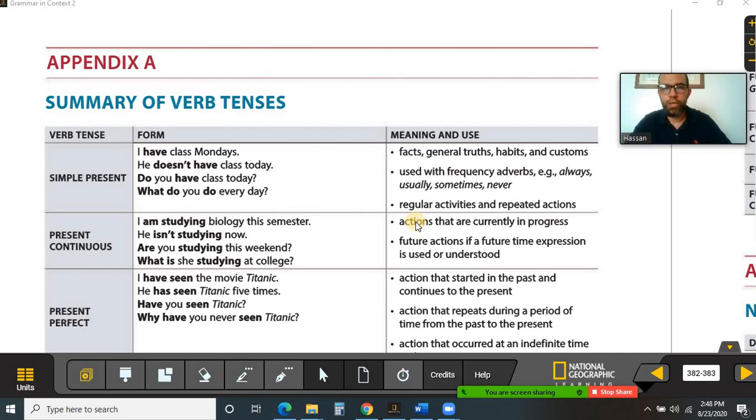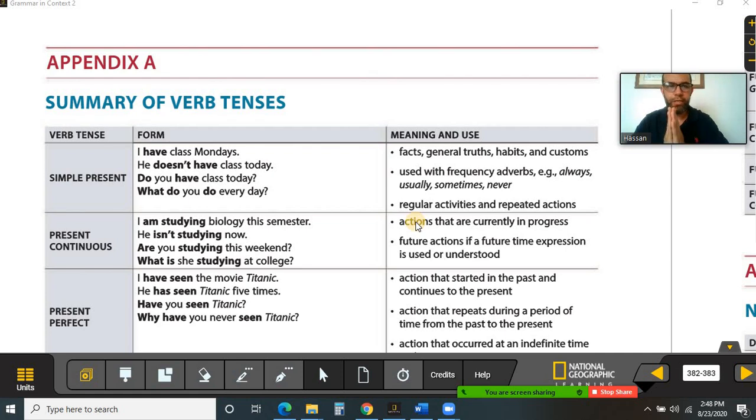The four verb tenses for the past are past simple, past progressive, past perfect, and past perfect progressive. The same thing for the present: present simple, present progressive, present perfect, and present perfect progressive. And the same for the future: future simple, future progressive, future perfect, and future perfect progressive.